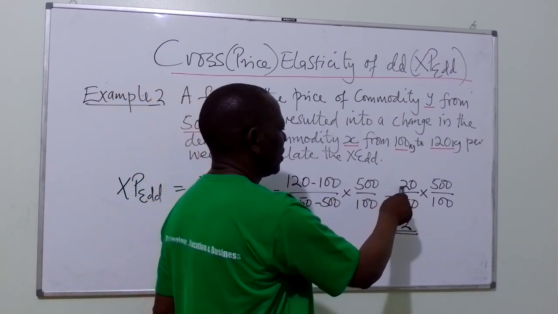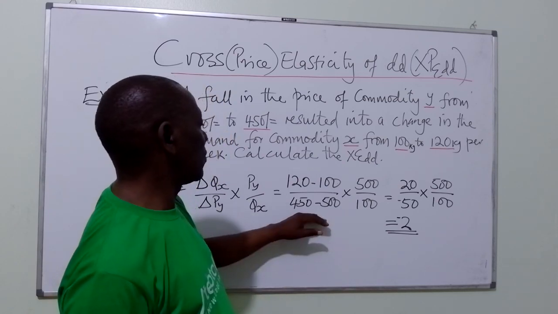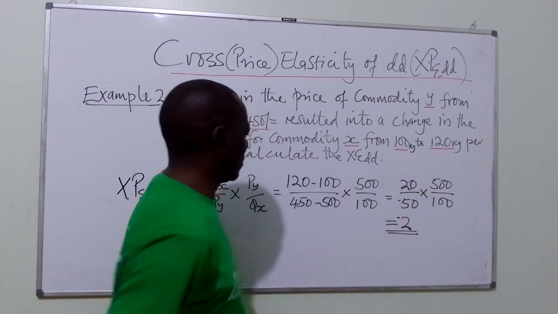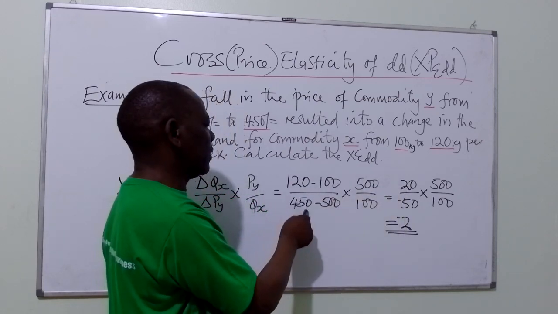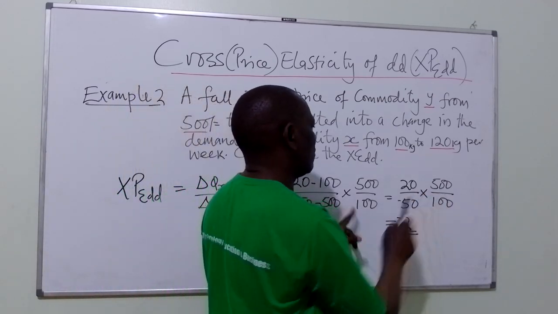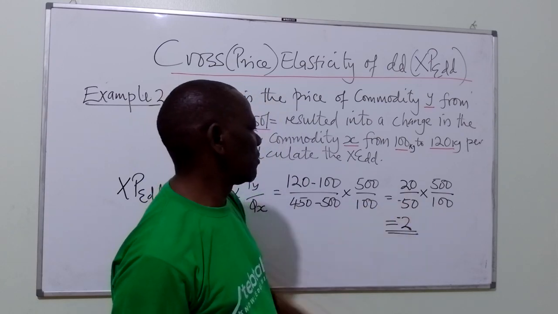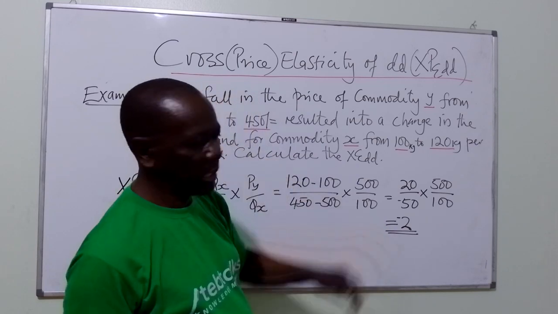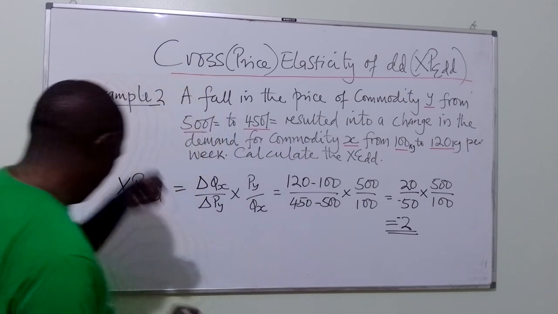This is going to give you 20 over negative 50. That's what we get here. When we look at only this one, it is going to give us this. When you calculate this, you are going to get 20, which is here. 450 minus 500, you are going to get negative 50, times the 500 over 100. When you calculate this, you multiply this and divide, you are going to get negative 2.